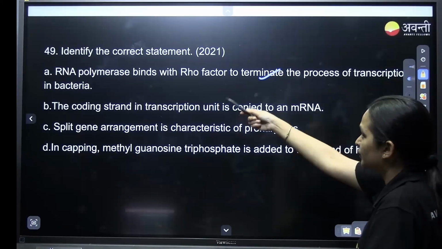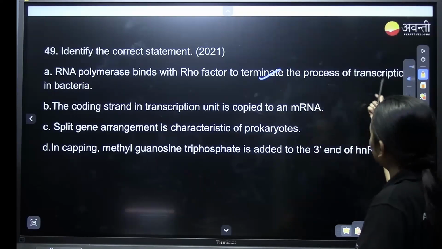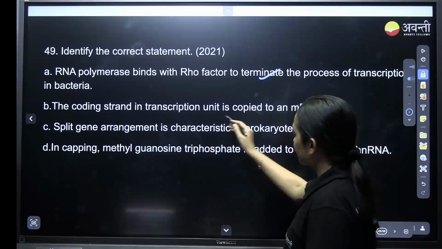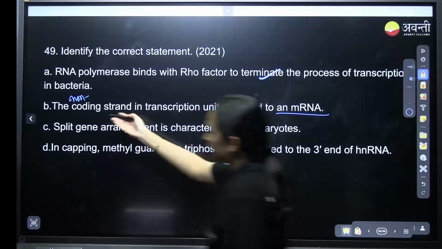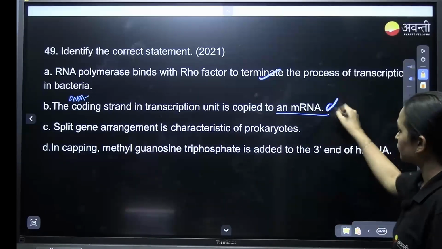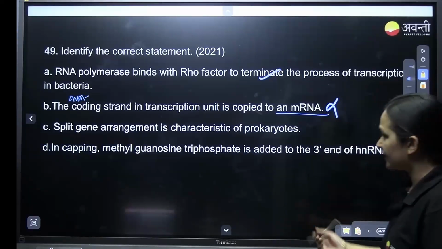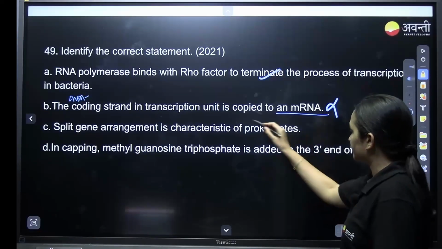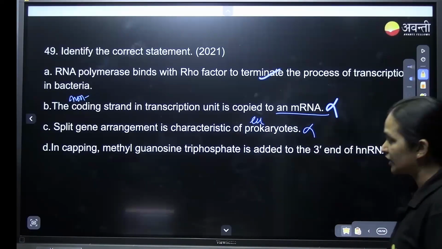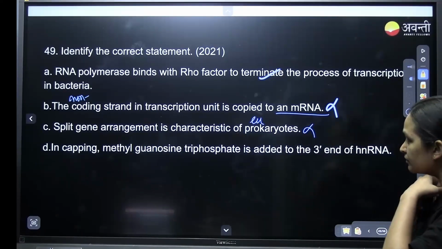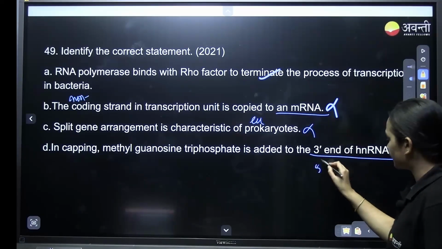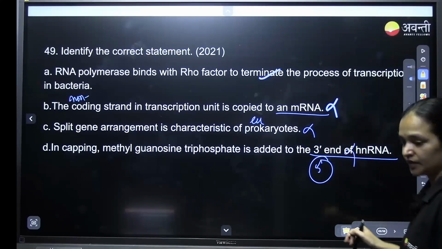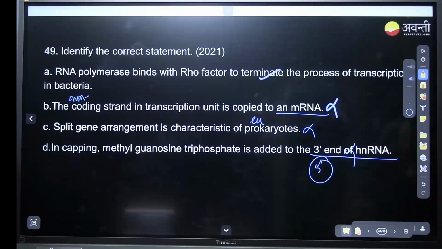We got the answer first. That is true. RNA polymerase binds with the Rho factor to terminate the process of transcription in bacteria. The coding strand in the transcription unit is copied to an mRNA. It is non-coding strand. Complementary दे रहा है तो non-coding strand ही दे रहा है ना. It is not the coding strand. Split gene arrangement is the characteristic of eukaryotes. Exon and intron होता है. In capping, methyl guanosine triphosphate is added to the 3' end of hnRNA. No, it is actually 5' end. तो ये भी wrong है. Understanding? A is the correct answer. With first itself we got the correct answer.